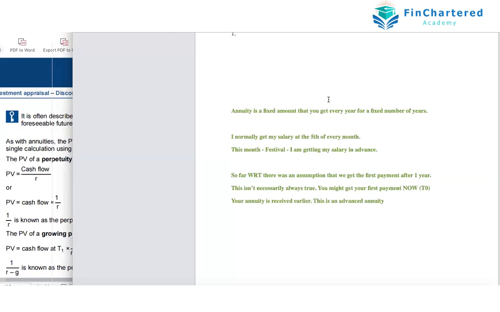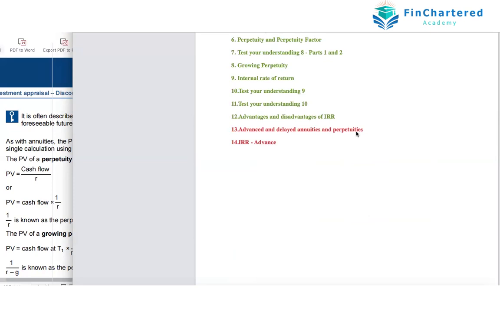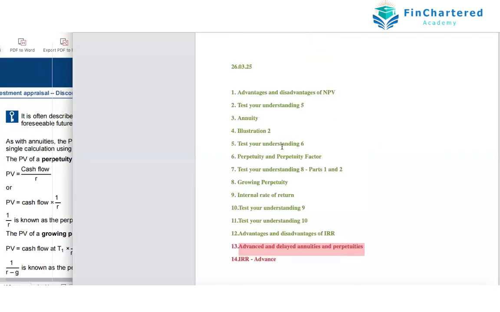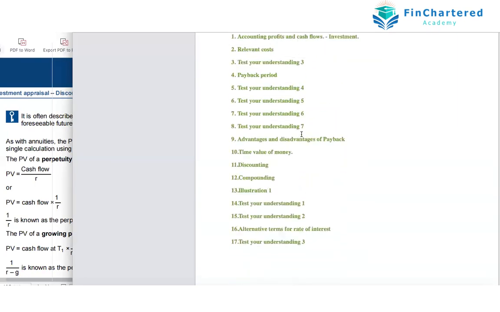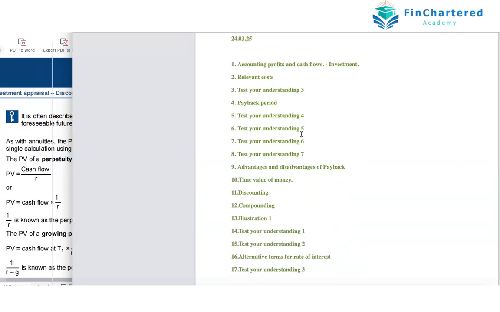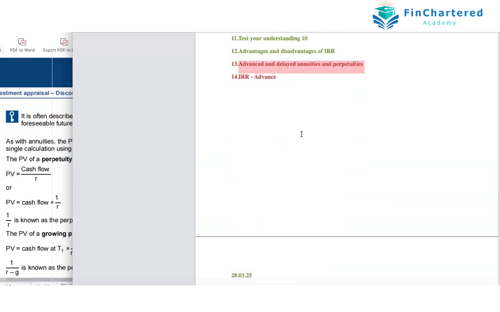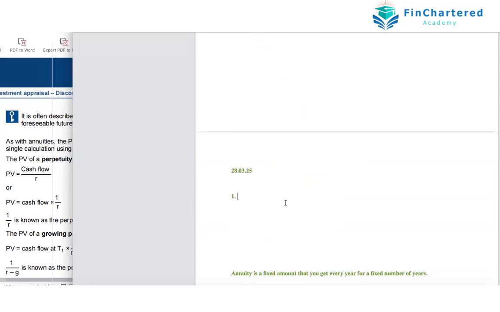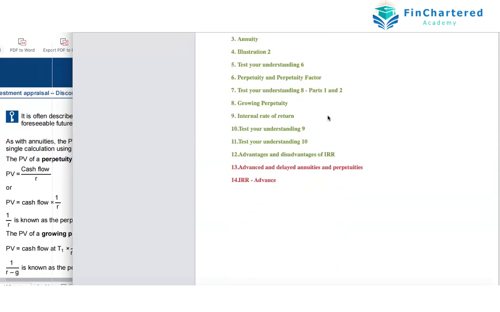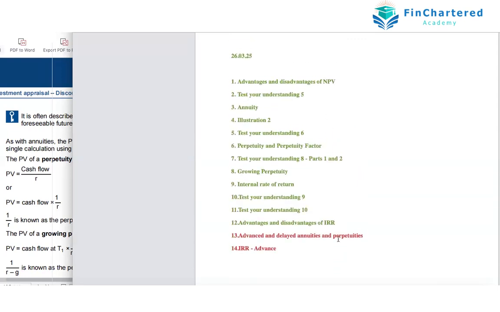So the topic name is advanced annuities and perpetuities. Okay, very good. Please, guys, make sure you have an index like this because it will help you. On 26th of March, what did this guy come and teach me? These are the 14 topics. On 24th of March, what did we teach? These are the topics. So you can see topic by topic if you're comfortable with everything. I haven't put it in 28th because it still falls under the category of 26th. Once I complete this, I will highlight this in green.